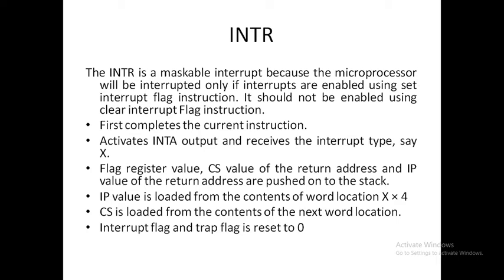So INTR actions are taken by the microprocessor as follows. First, complete the current instruction, as I have told earlier. Activate the INTA output and receive the interrupt type, say X. The flag register value, CS value of the return address and IP value of the return address are pushed on the stack. IP value is loaded from the content of word location X multiplied by 4. CS is loaded from the contents of the next word location. Interrupt flag and trap flag are reset to 0.